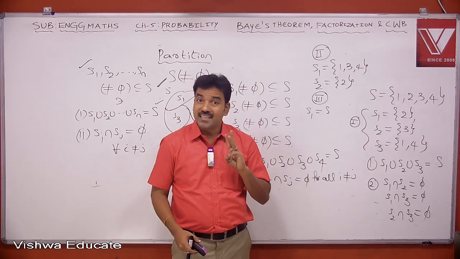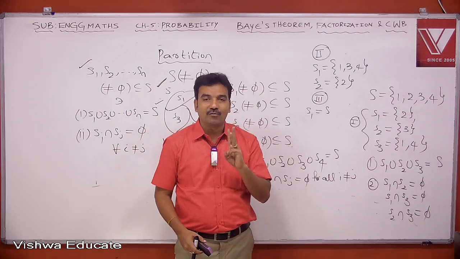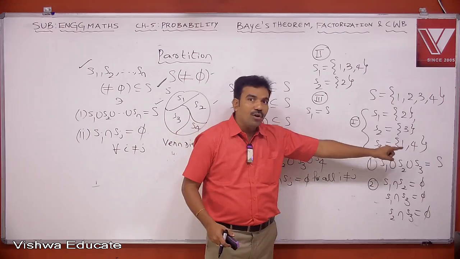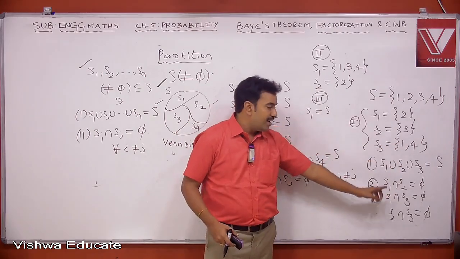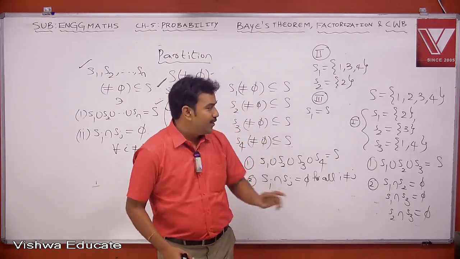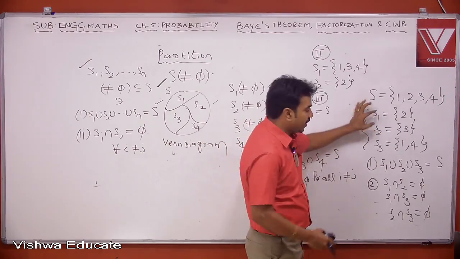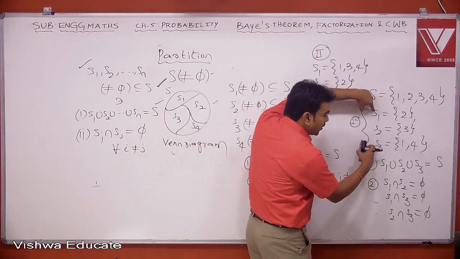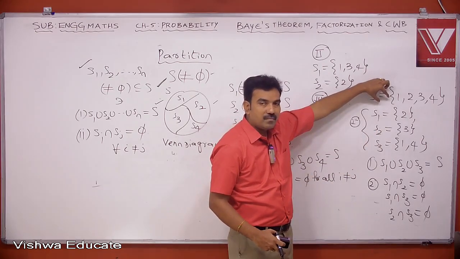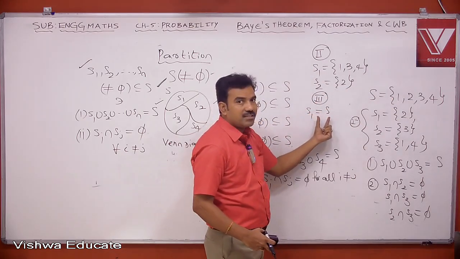See, division is a silly issue, but you must divide a set into finitely many non-empty subsets of S, so that it covers the whole set S, and the intersection of any two of these non-empty sets must be empty. So here S1 union S2 union S3 is S, the intersection of these two is empty, of these two empty, of these two empty. So these 3 sets form a partition of this. Another partition of the same set is this. Another partition is S itself.